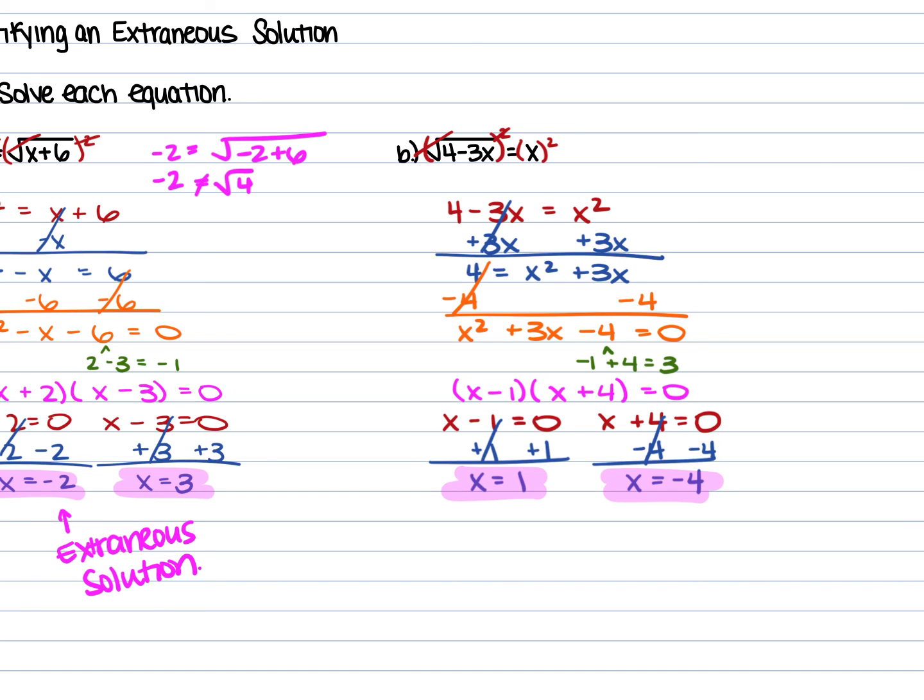Same thing with example B. You have 1 and negative 4 as solutions. If you plugged in that negative 4, you would get the square root of 4 minus 3 times negative 4 is equal to negative 4. Negative 3 times negative 4 is 12. 4 plus 12 is the square root of 16, which is not equal to negative 4. So once again, that negative 4 is an extraneous solution.